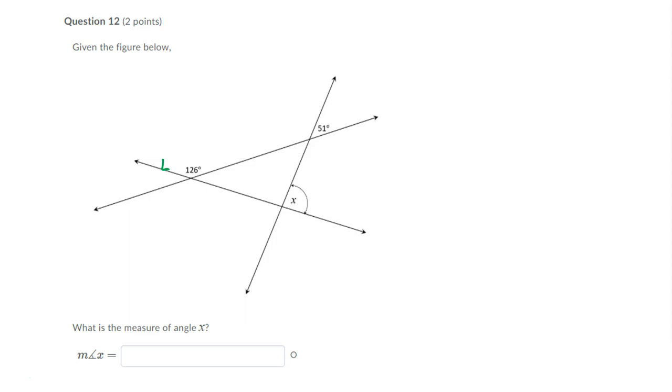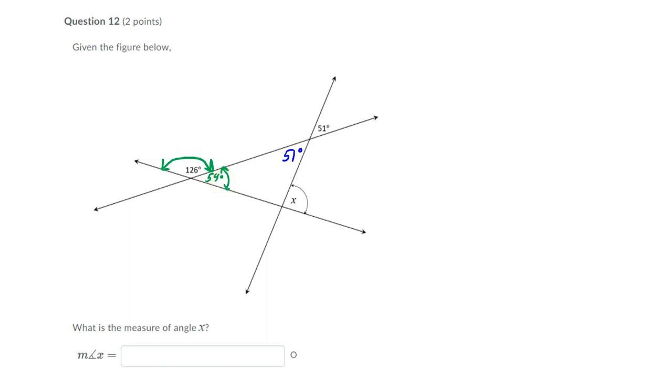I notice that I have a triangle here in the middle, right here. So let's see if I can find out any information about that triangle, because angle X is an exterior angle of that triangle. So this angle down here is a vertical angle with a 51-degree angle. So this angle down here should be 51 degrees. This angle over in here, this part of the triangle, is a linear pair with this angle here. So these should total 180 degrees, which makes this angle here 54 degrees.